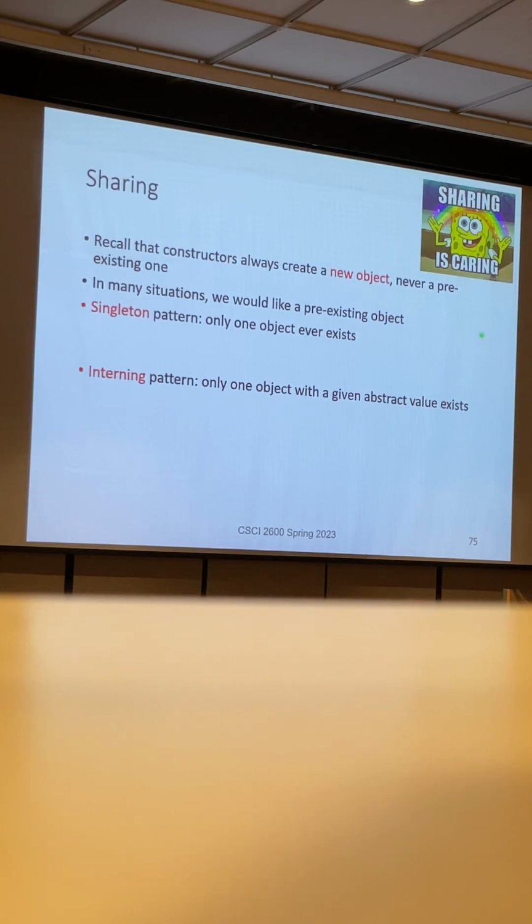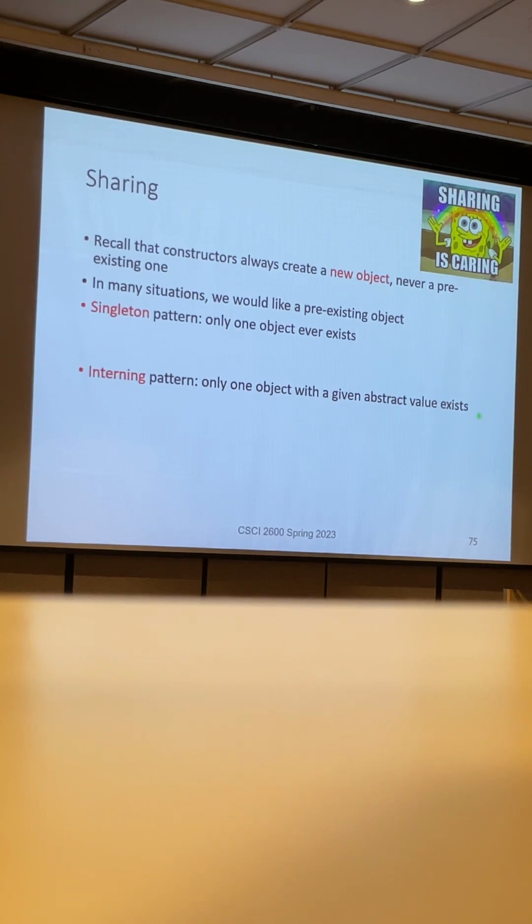Right? So that means that if we need an object, we don't need to create it. It should be already there. Interning is a very similar concept, but saying, well, we can have more than one object, but only one object per given abstract value. And a good example here would be true and false for Boolean objects.